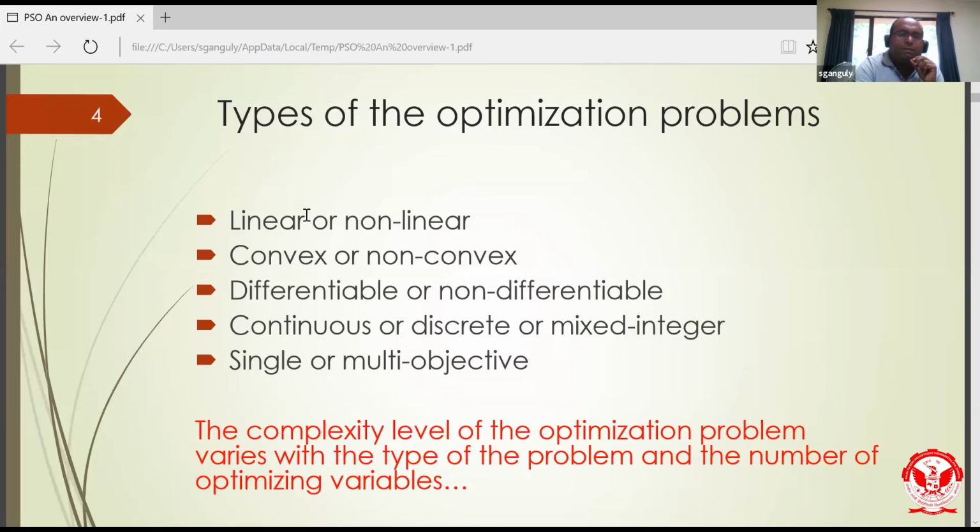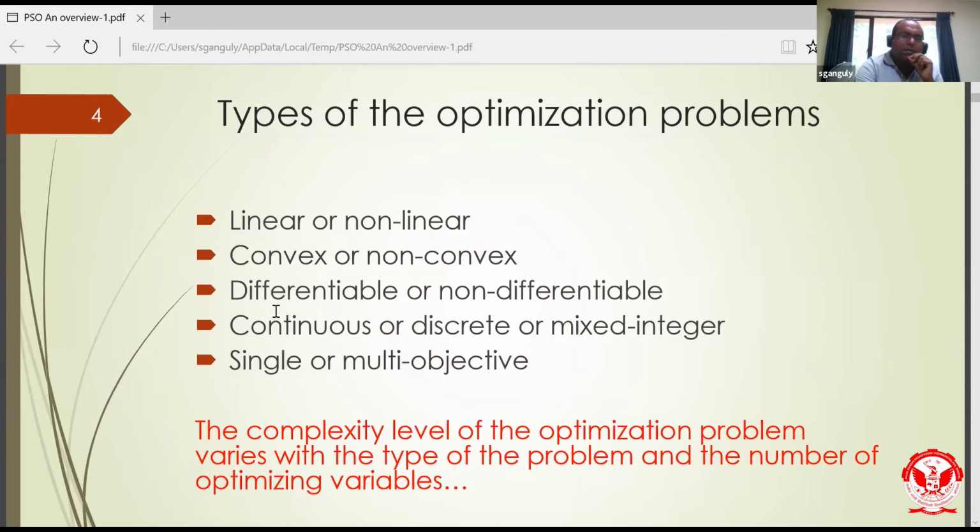Now what is the advantage of a convex optimization problem? If your problem is convex, then the global optimum, that is the best optimal point, you can find out, that is guaranteed. Now if your problem is non-convex, you may not get it. In fact, for convex optimization problems there are many books you can follow. One of the books is by Stephen Boyd. But unfortunately many of the engineering problems are non-convex.